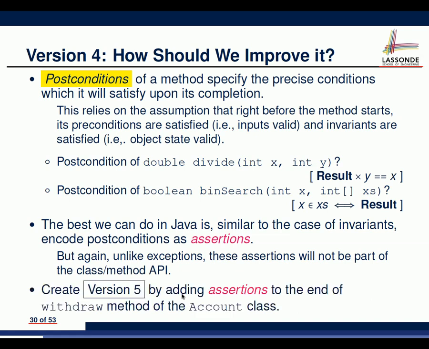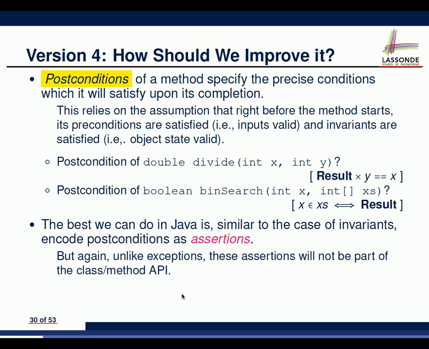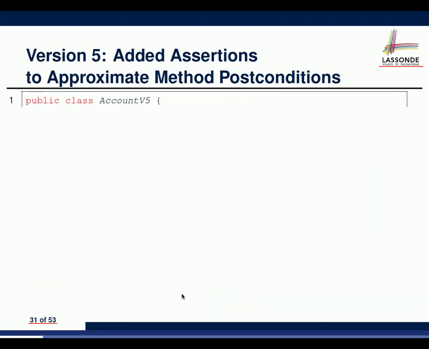Okay, again, the postcondition and the invariants, since they're assertions, are not part of the API. The client has no idea whatsoever what the invariant and postconditions are, unless you put it in the Javadoc, which is kind of informal. Okay, that's about version 5.